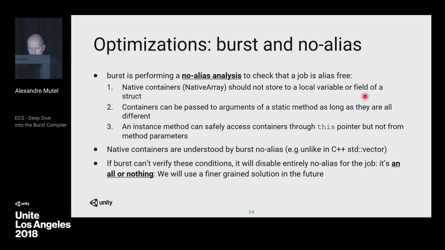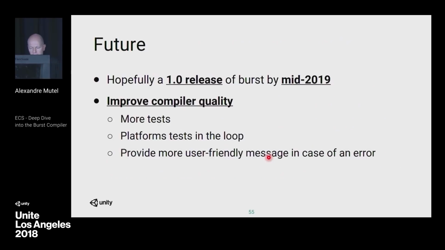So there's quite some text here, and I'm not going to go through all of this, but we have a no-alias analysis that is also going to improve the detection of no-alias for your code so that it will be more compatible. And I will just finish with 2 slides.